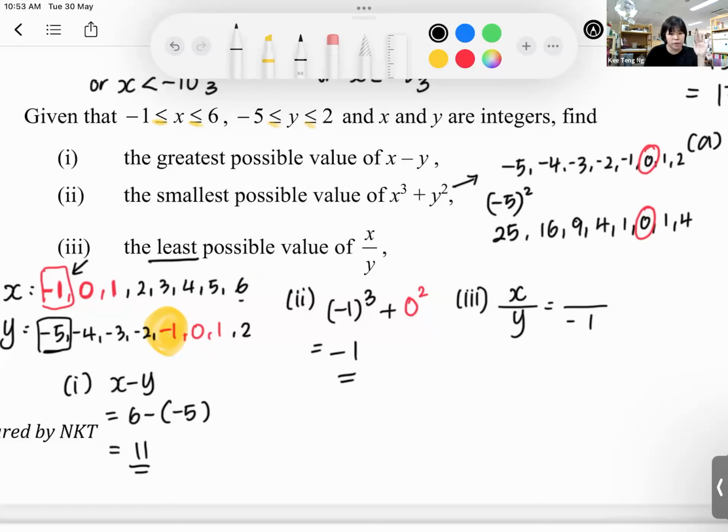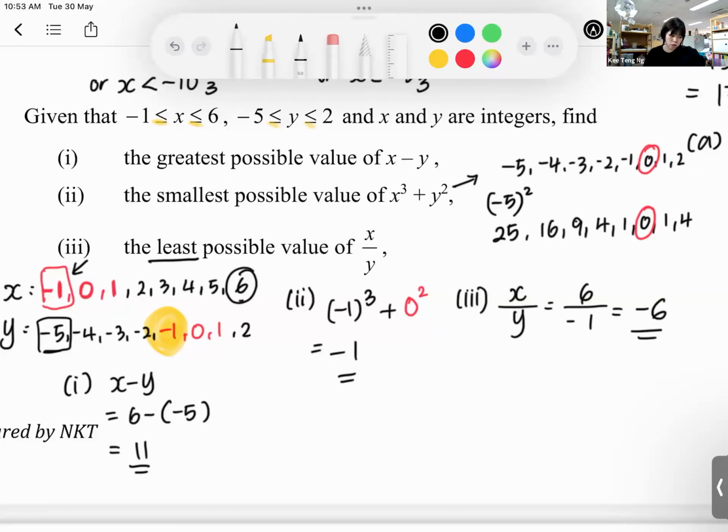So hence I will naturally not choose -5, because I want the denominator to be as small as possible. And I want to make the numerator as big as possible. In this case, my largest number, since my denominator already has a -1, I'm going to choose 6. Then this will give me -6, which will be the least possible value of x over y.